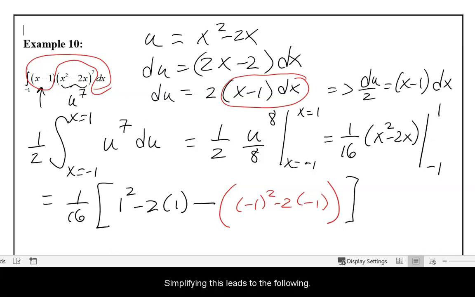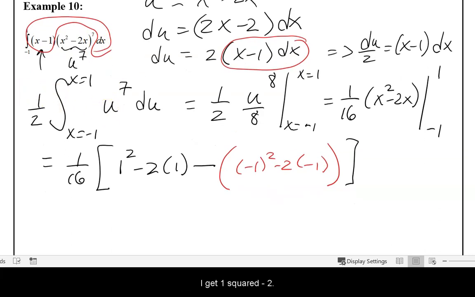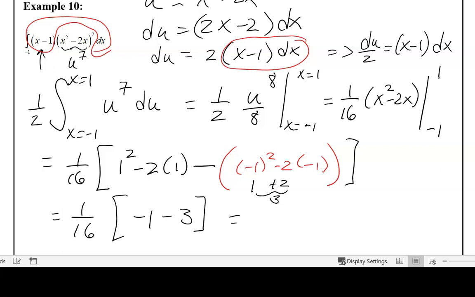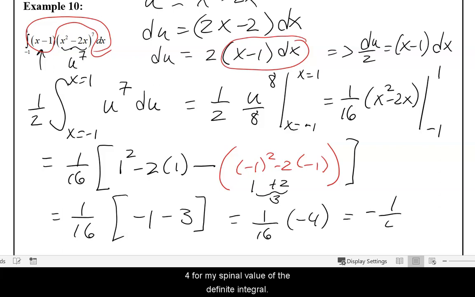Simplifying this leads to the following. I get 1 squared minus 2, which will give me a -1. In the parentheses, -1 squared is 1, and -2 times -1 is +2. That gives me 3, but it's -3. So I have -1 minus 3, which gives me -4. 1/16 times -4 gives me a -1/4 for my final value of the definite integral. Let's move to our next tricky integral.